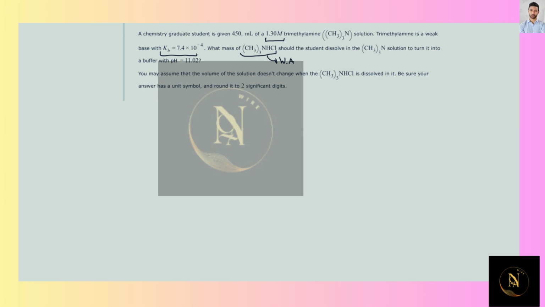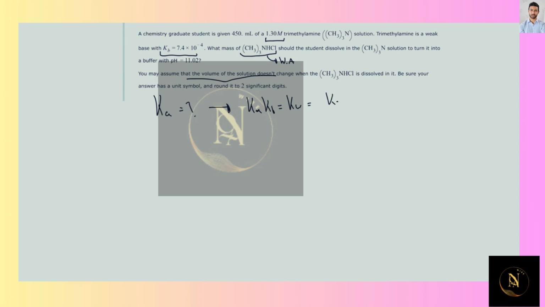So over here we may assume that the volume of the solution doesn't change, so we only need to consider the amount of mole that we need to add into the solution. In order to do so, we're going to employ the Henderson-Hasselbalch equation. In order to employ it, first of all, we need to know the value for Ka. So what we can do directly is remembering that Ka times Kb is going to be equal to Kw.